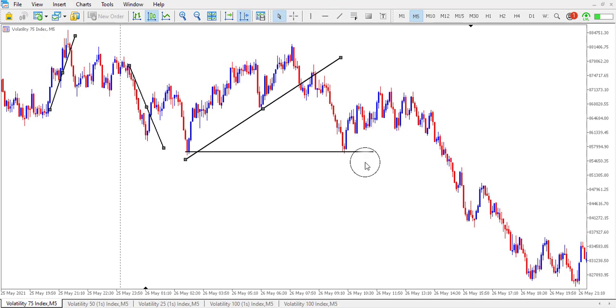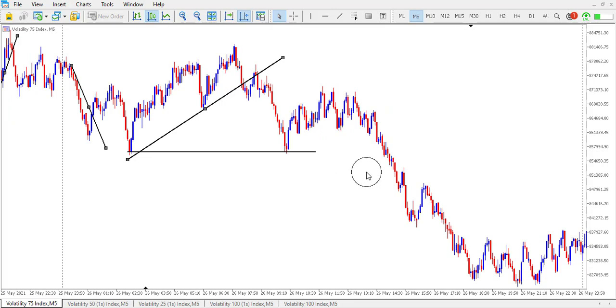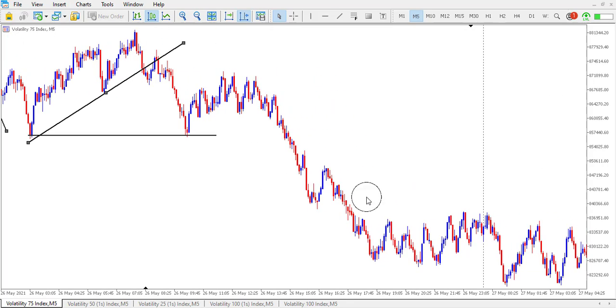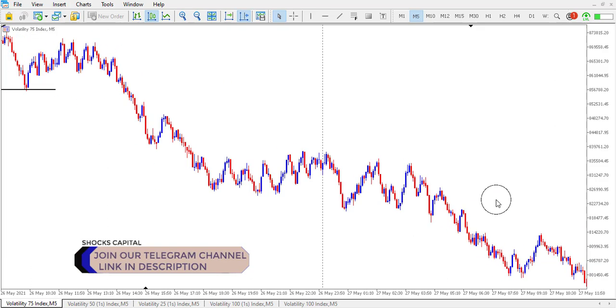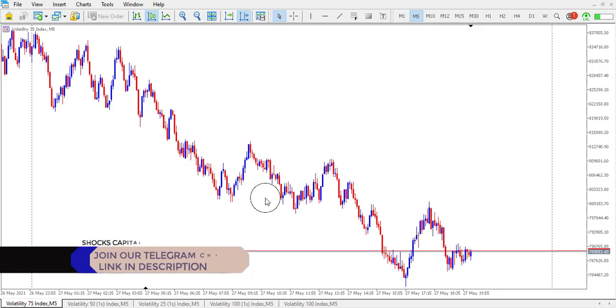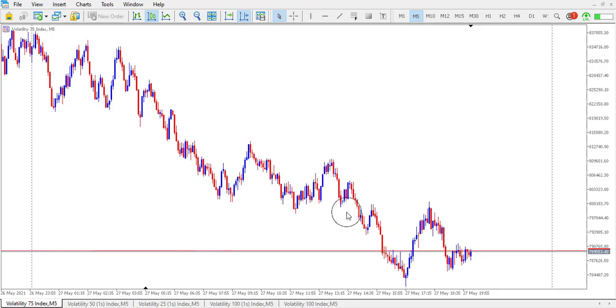Number three, you want to see price taking its time to get back to the order block which you would have marked. Number four, let's just say the next one is you want to see price breaking either market structure or a channel before you get involved.